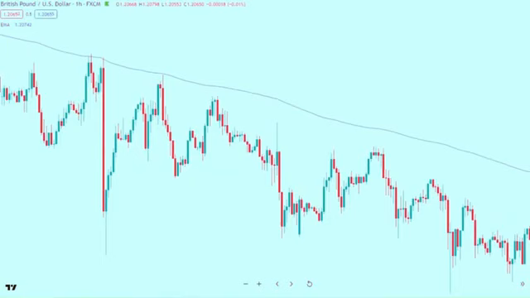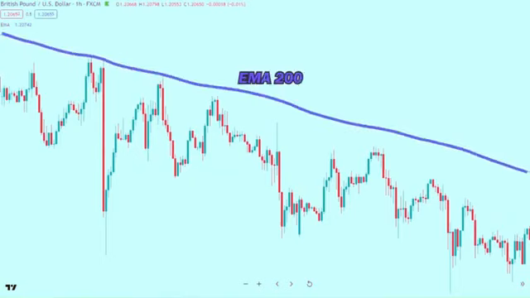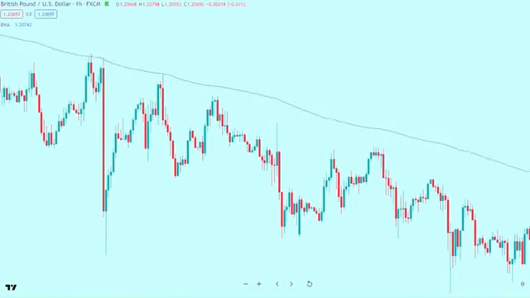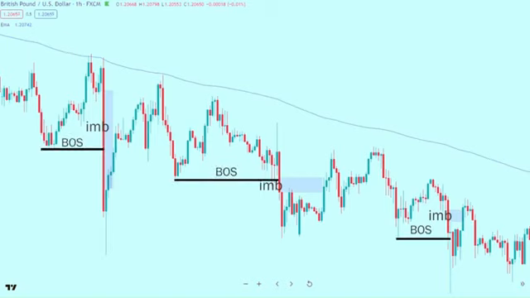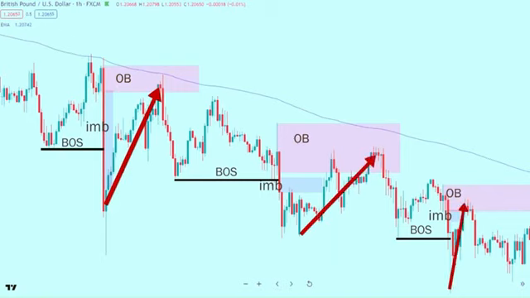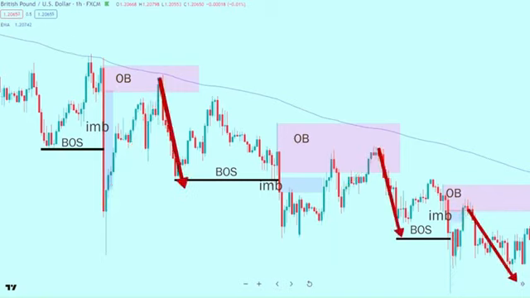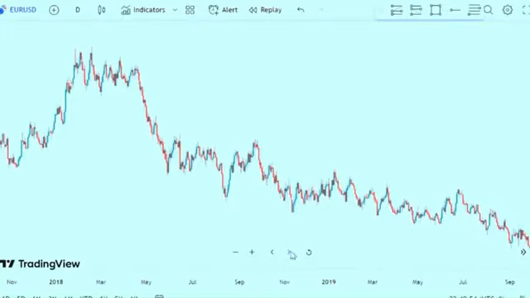Now, for the bearish order block, here the price is below the EMA 200, so we will only look for supply order blocks. I will directly mark the imbalance area, the break of structure, and the order block area. Notice that when the price returns to the order block area, it often gets rejected by supply and bounces off this area, indicating the presence of institutional supply.